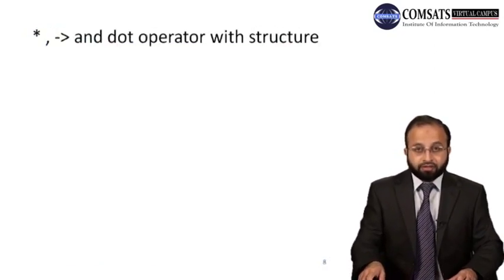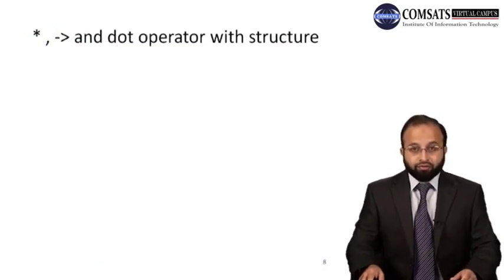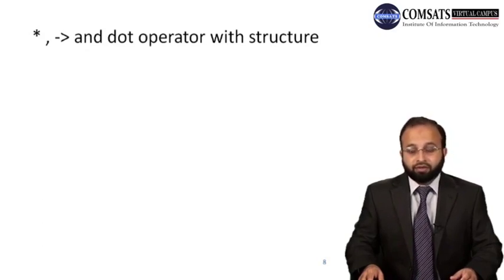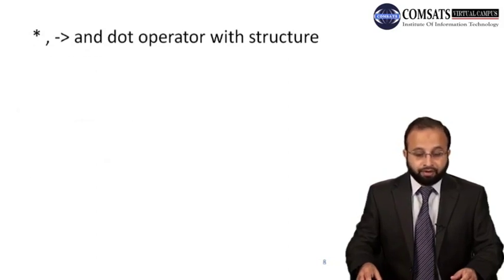I hope now it will be clear to you why we use a reference variable, why we use a constant reference object when passing an object to a function. This is to avoid that function changing the value of the private data member of that referenced object, right? Now let's see something more about the arrow operator and dot operator with structures, right?